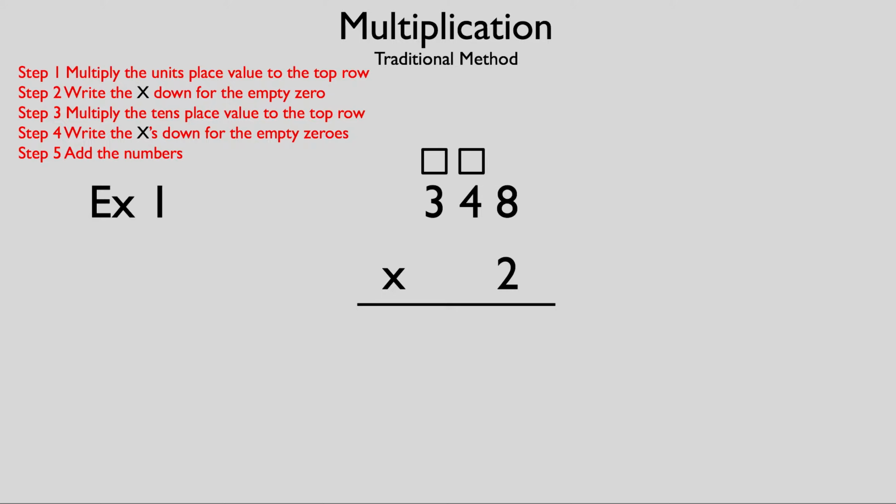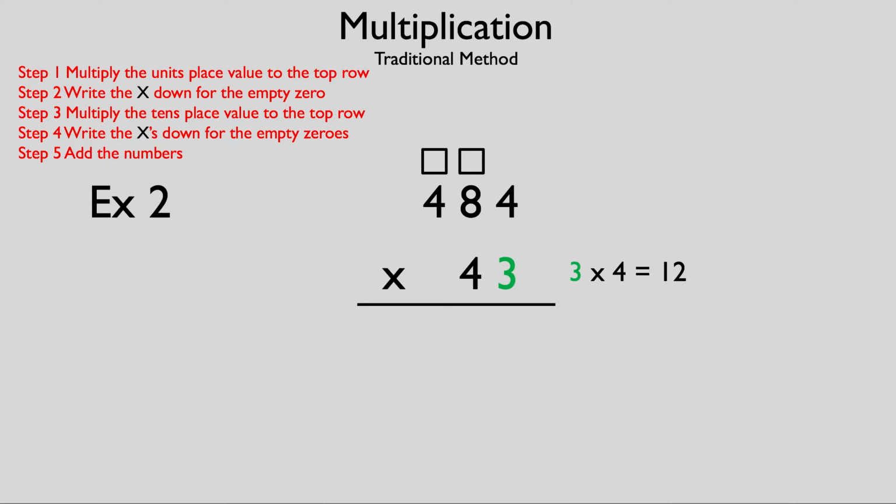Let's take a look at the first example, 348 times 2. So we're going to multiply 2 times 8, which is 16. Put the 6 below the line and carry the 1. Now we need to multiply 2 times 4 plus 1, which is 9. So we put the 9, carry a 0. You don't have to carry the 0. It's just there to show you that we don't have anything to add. So now we do 2 times 3, which is 6. Put the 6. So your final answer is 696.